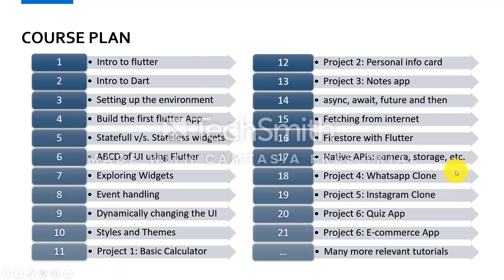Then again we will create a project, a WhatsApp clone, which will not be just a design clone of WhatsApp, but it will come with some functionality like sending and receiving messages, editing profile, etc. Then the next project will be our Instagram clone. Again, this will also come with some basic functionalities. Okay. Then we will develop a simple quiz application. Then we will develop an e-commerce app, and again many more relevant tutorials will come afterwards.